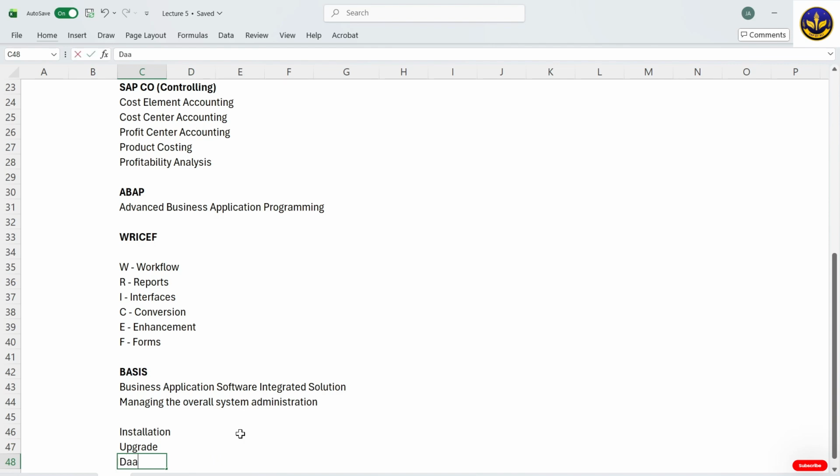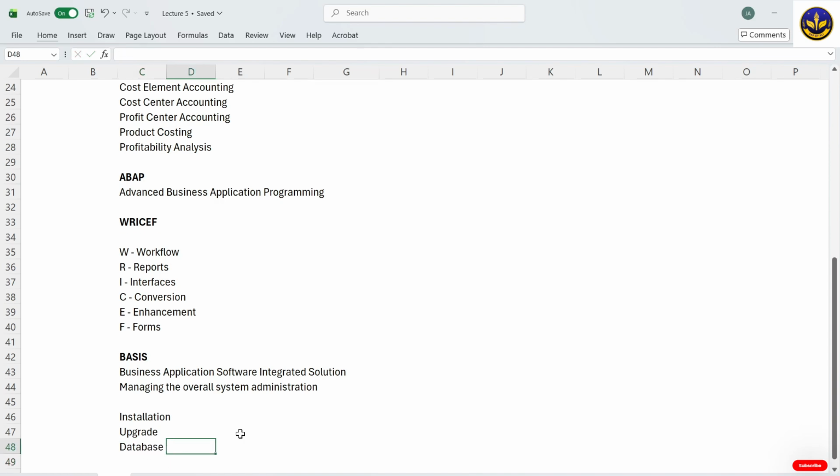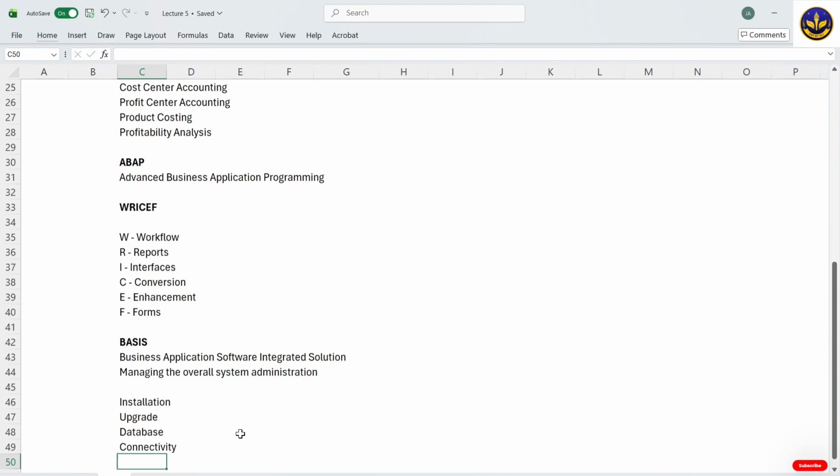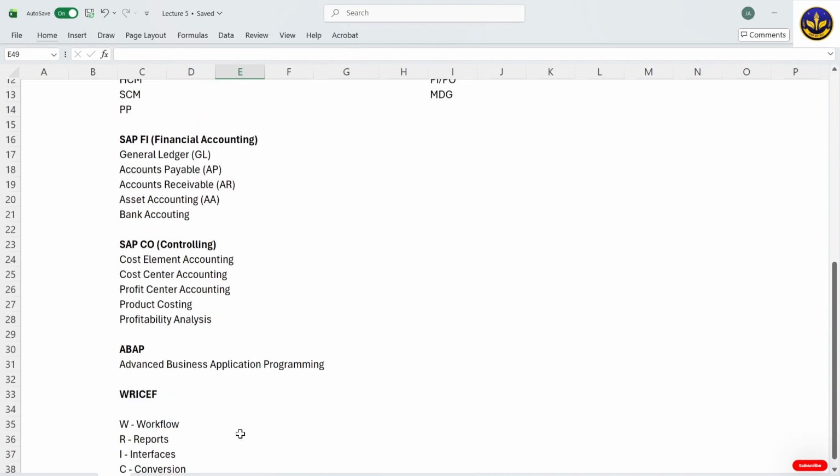We have database related things. If we have memory things, we want to upgrade it, or there are some issues, all come under the basis scope. And we have connectivity. If we have latency issues or if SAP is slow, these are also identified with the help of basis only. So this is the small overview of the SAP modules.